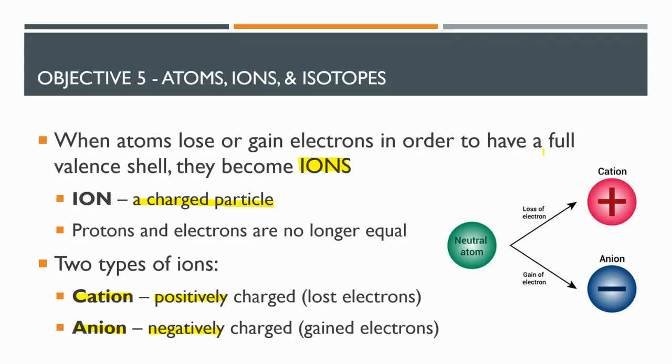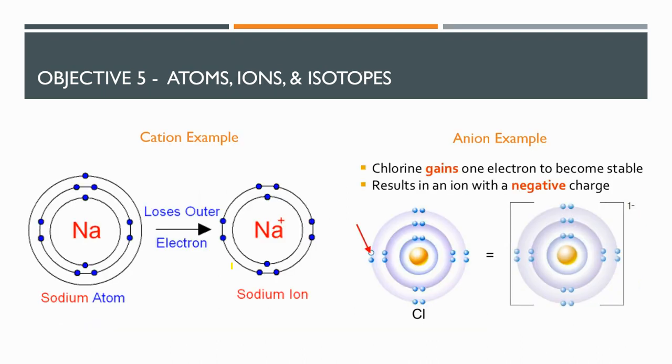When atoms do not have a full outer shell, they will sometimes either gain or lose electrons. At that point, we no longer call them atoms, we now call them ions. If they're positive because they've lost electrons, it's a cation. If they're negative because they gained electrons, we call those an anion. So here's a couple examples.